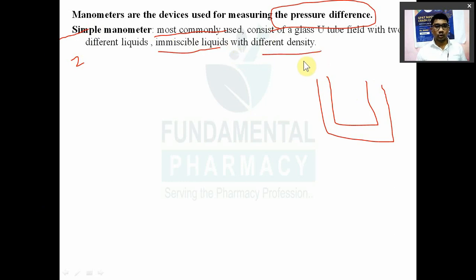So if two liquids having different density and they are immiscible are poured in this tube, what will happen? जिसका डेंसिटी ज्यादा है वो नीचे रहेगा, जिसका डेंसिटी कम है वो ऊपर रहेगा. So there exists a meniscus, there exists a boundary layer. Now if pressure is applied at one point, both liquids will feel a different pressure. So simple manometers work on this principle. Okay, so we'll see it again in next lecture.